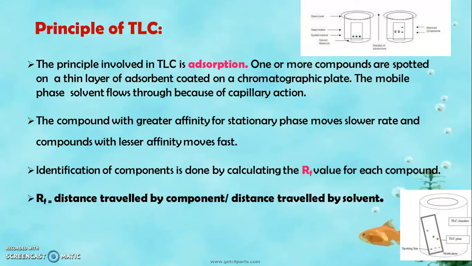The identification of a compound is done by calculating the RF value for each compound, where the RF is calculated as the distance traveled by the component divided by the distance traveled by the solvent.